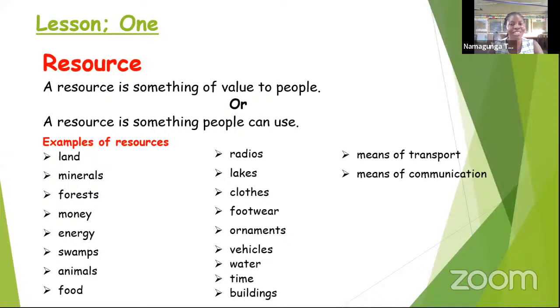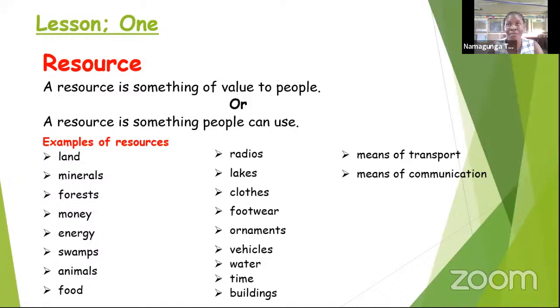So we are going to read through our examples of resources. Number one, we have land, minerals, forest, money, energy, swamps, animals, food, radios, lakes, clothes, footwear, ornaments, vehicles, water, time, building, means of transport, and means of communication. Now, the ones I've given you are in general, but you can break them into other answers. I'm wanting someone to give me any other example of a resource which is not on my list.